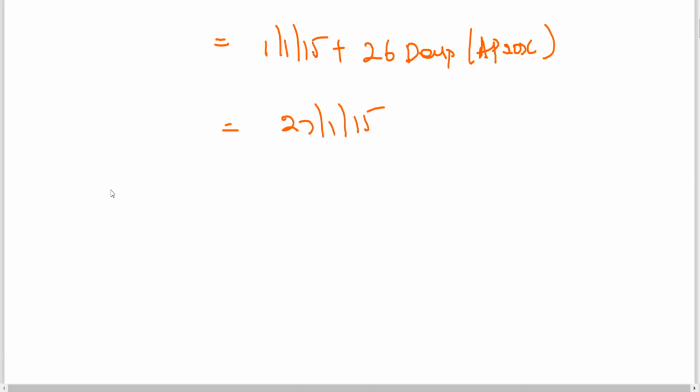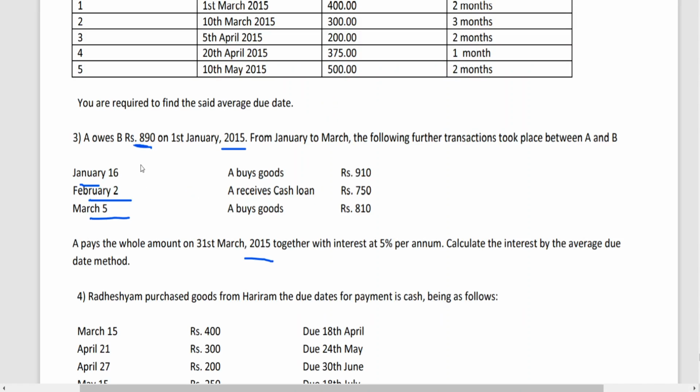Now we need to calculate interest, because it is given that A pays the whole amount on 31st March 2015 together with interest at 5% per annum. Calculate interest by average due date. If you want, you can calculate interest from 1st January to 31st March 15 on 890 rupees at 5%, again on 910 rupees from January 16. Instead of calculating 4 times, by doing the average due date method, you can calculate interest. So from the average due date, we need to calculate the number of days. Then we have to calculate interest.